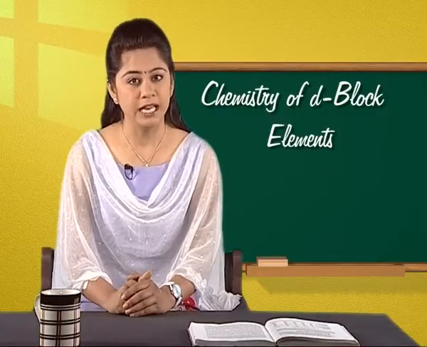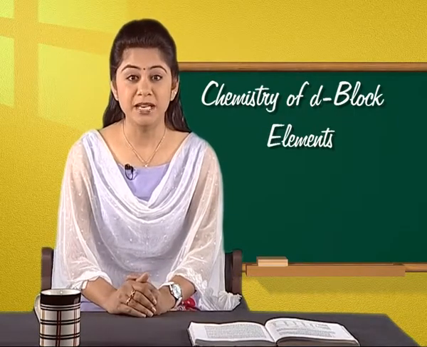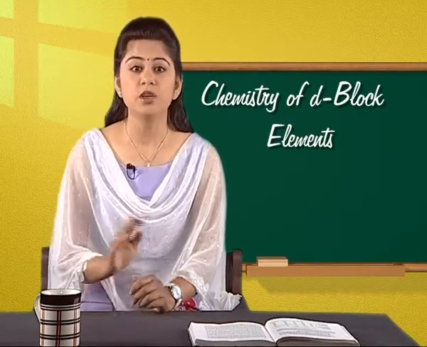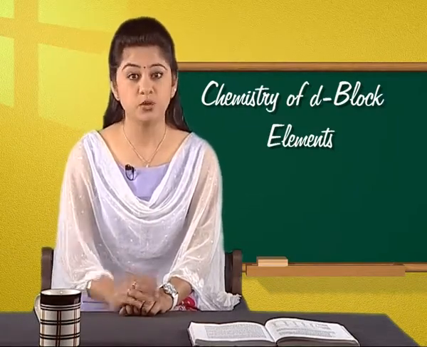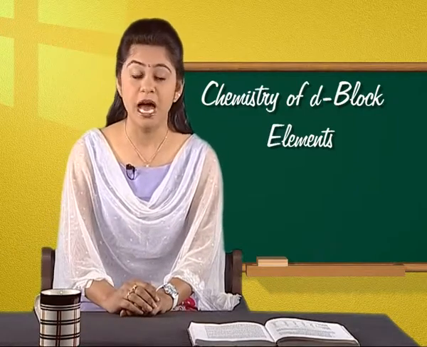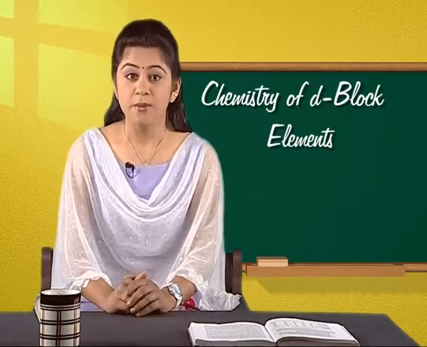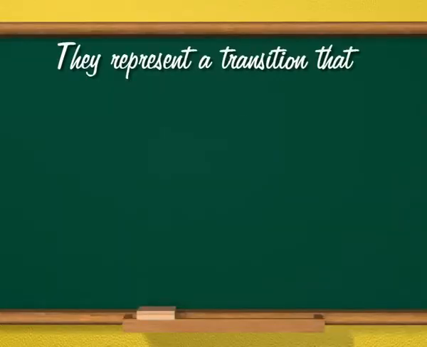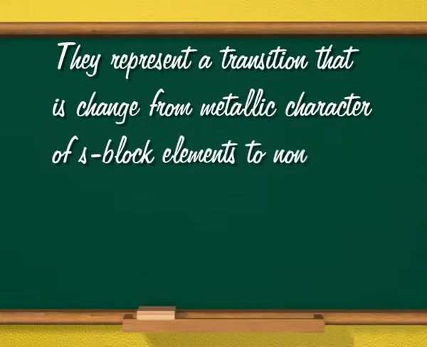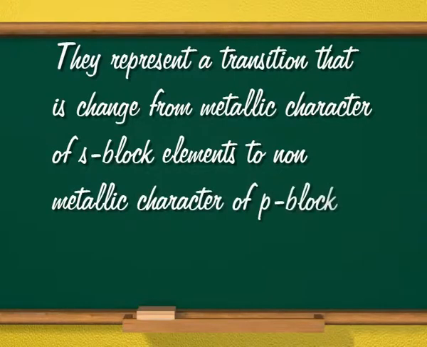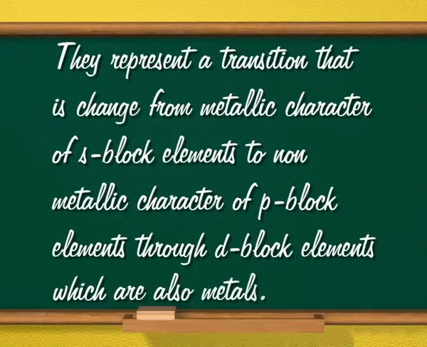These D block elements are called transition elements. What are transition elements? Those elements which are situated in the middle of the periodic table between the S block and the P block are called transition elements. These are called so because they represent a transition, that is, a change from the metallic character of S block elements to the non-metallic character of P block elements through D block elements which are also metals.